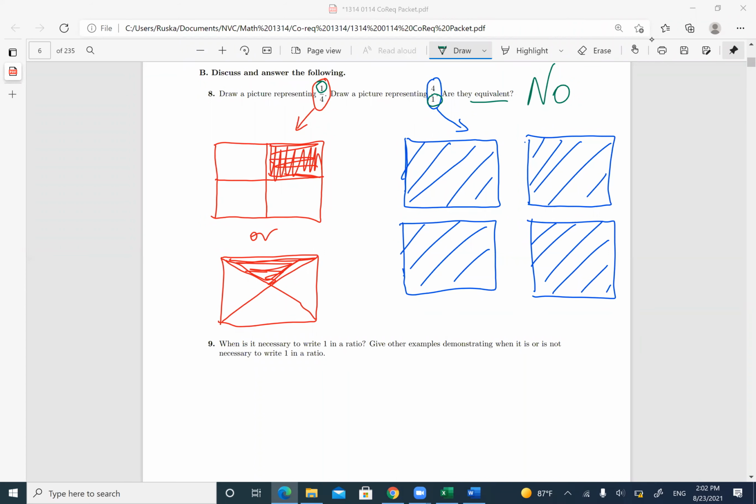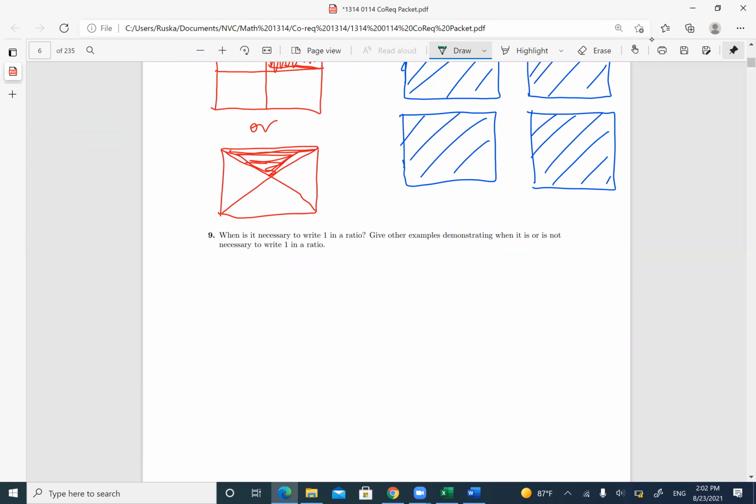So this is what you have to remember about fractions. A fraction is a numerator over a denominator. You have a number in the top, a number in the bottom. When you have a fraction, if the denominator is 1, you don't have to put it. But if the numerator is 1, you have to put it, okay? Give an example to demonstrate when it is not necessary to write it.